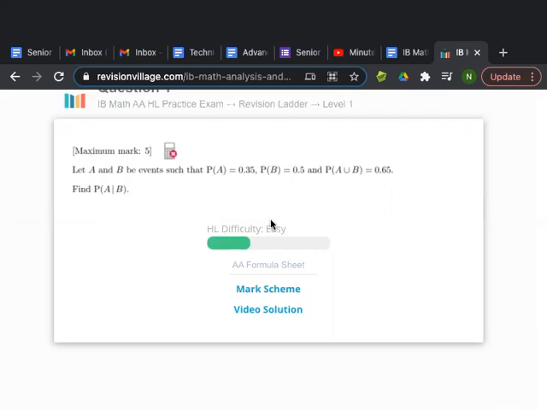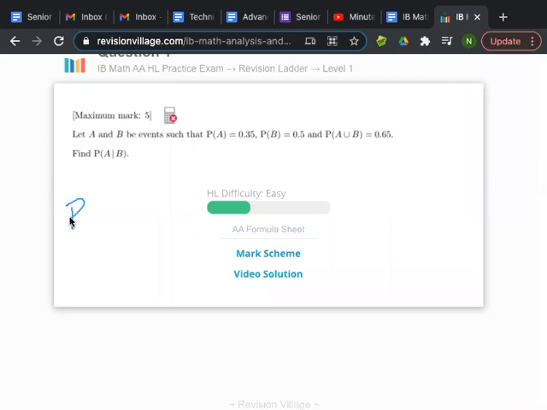Okay. So if you're looking for A given B, which formula do I need to use? The conditional probability. So can you read that formula to me? P of A, what's that called? Intersect. P of A intersect B over P of B. Okay. So this is my formula.